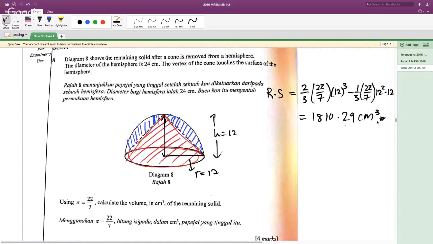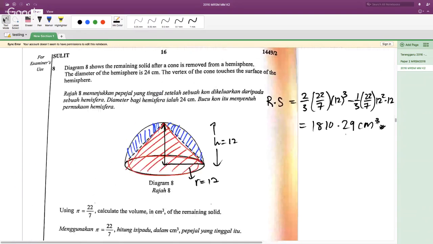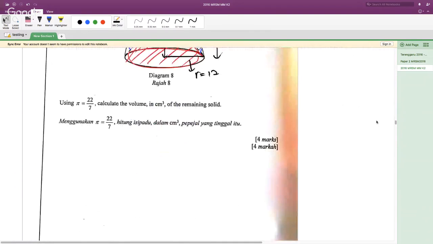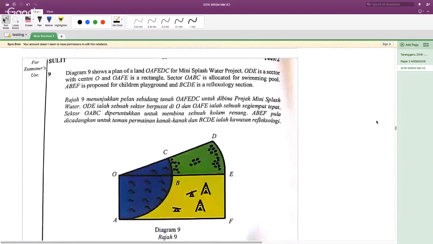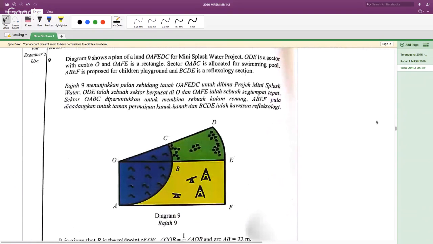So this one is just like this. Use the hemisphere minus the cone, but make sure you remember all the formulas. All right, let me move on to the next part.